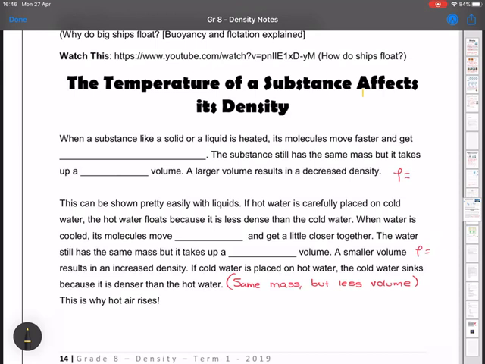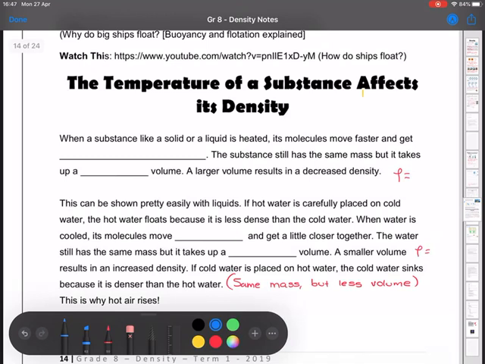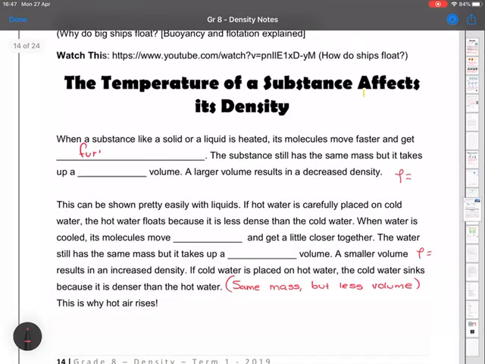So if you've got a substance that's a solid or a liquid and you heat it, the molecules are going to start to move faster and faster. And when those molecules move faster and faster, they actually get further apart. The substance still has the same mass. You haven't changed the mass. You haven't taken the particles out of the substance and you haven't added particles to the substance. So there's still the same number of particles. So the mass stays the same, but because the particles are moving faster and they're further apart, the substance will take up a larger volume.